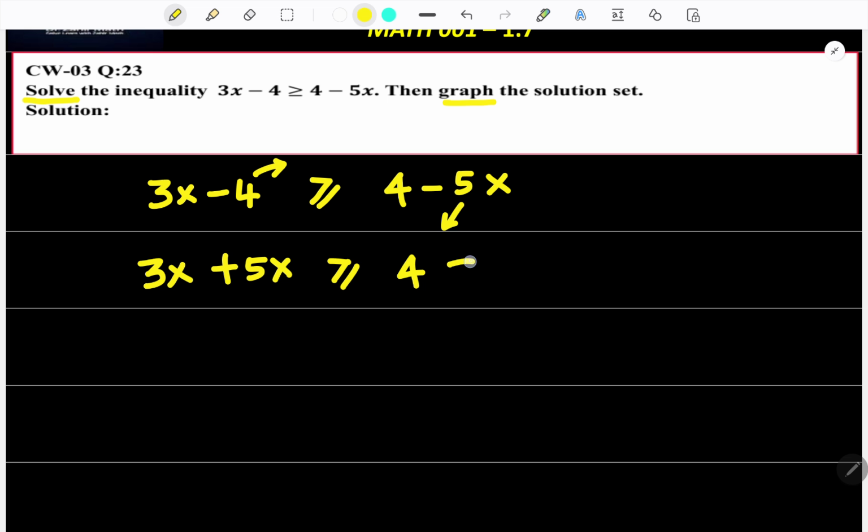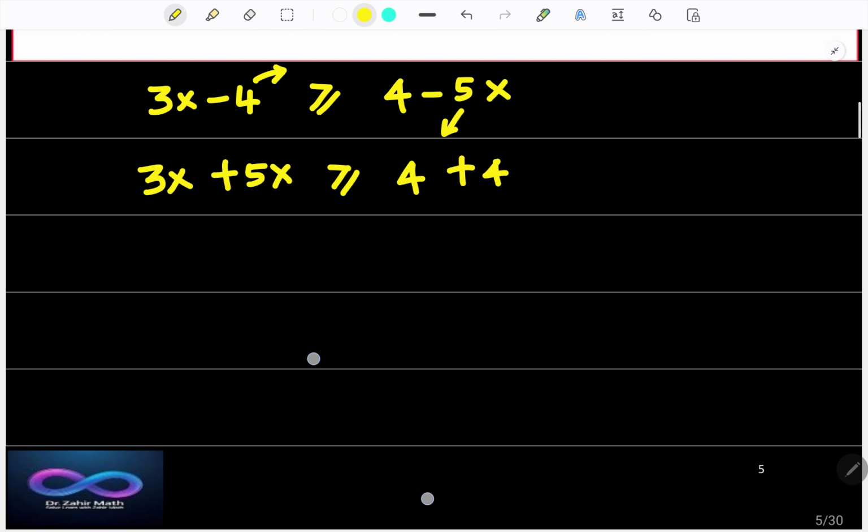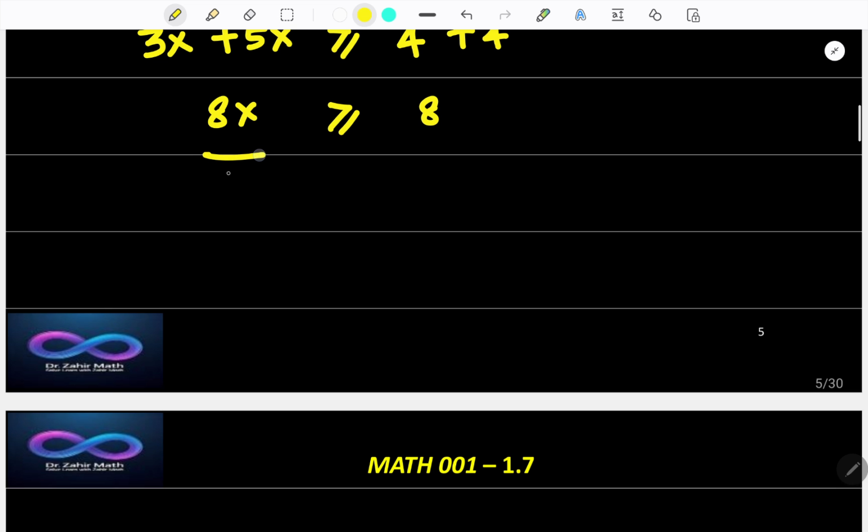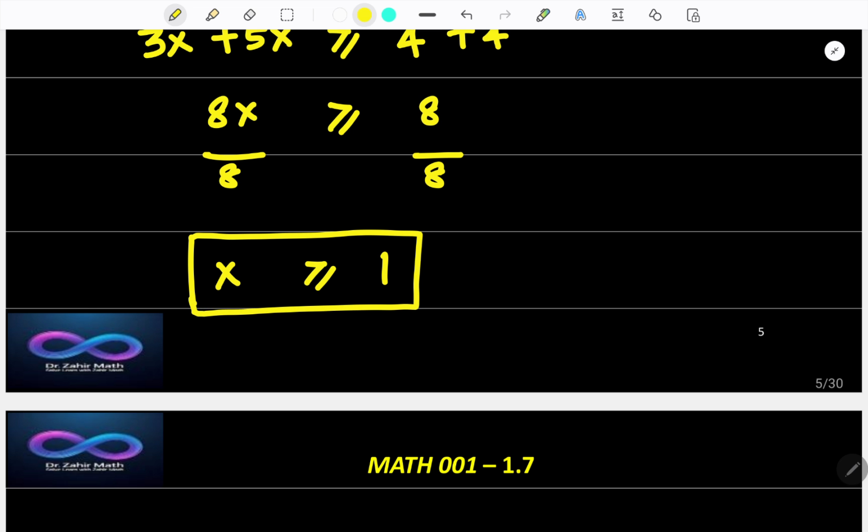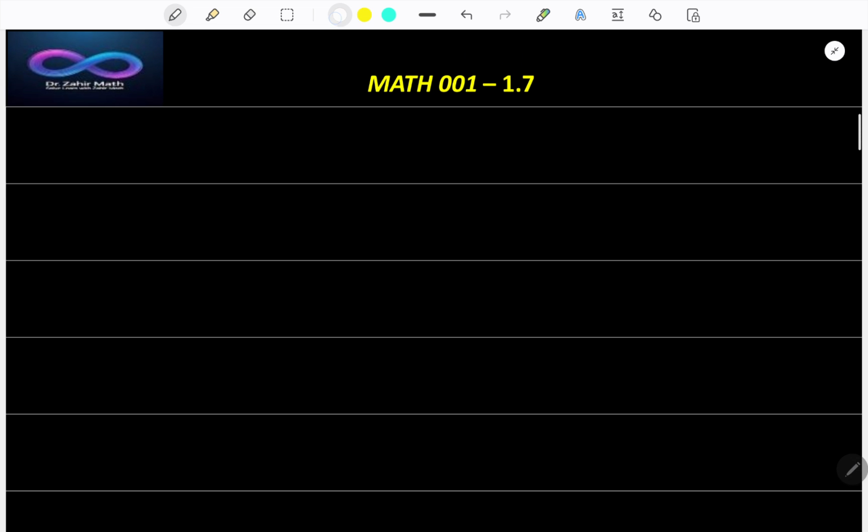This minus 4 I will take to that side, which is plus 4. 3x plus 5x is what? 8x. 4 plus 4 is what? 8. Divide by 8, divide by 8. X is more than or equal to what? 1, right? So now we are going to do what?